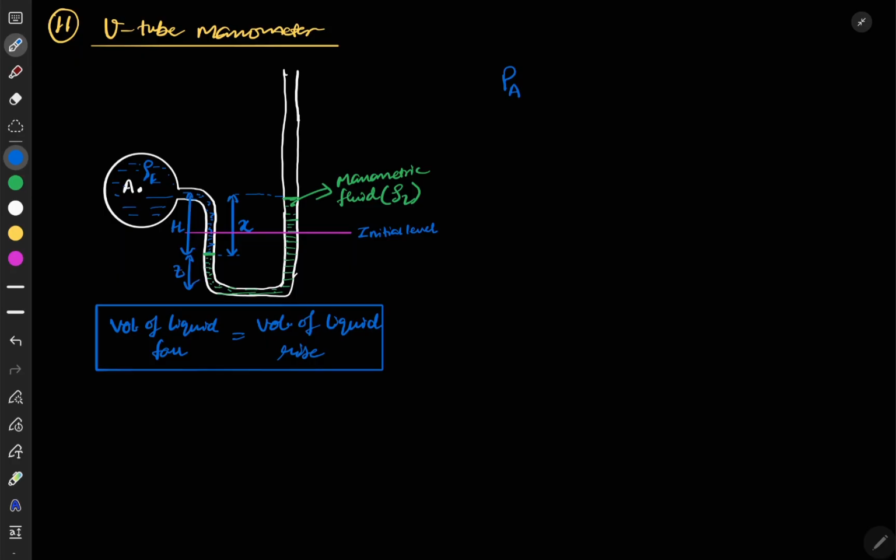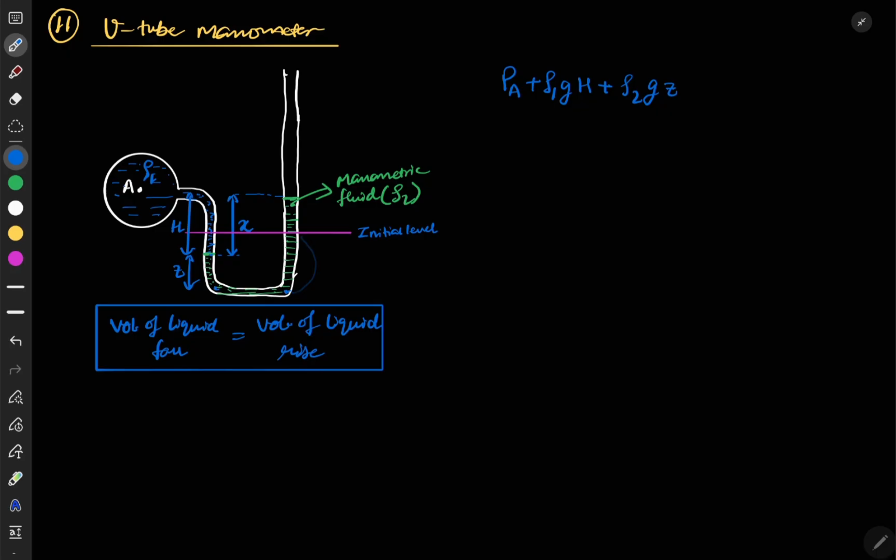So I can write PA. Now if we are going downward, our pressure increases by rho g h. So plus rho 1 g, and h is capital H. We have reached this point. After that we move downward by z, so again pressure will increase. Now the density of the fluid is rho 2 g, and this dimension is z. At the base, by Pascal's law, pressure at the same level remains the same, so pressure at this point and this point will be the same.